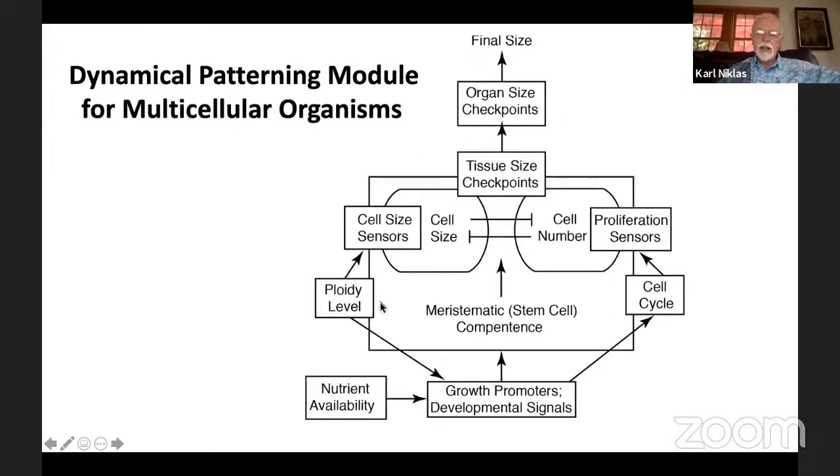I kind of tried to diagram what I think to be the basic components that have to be considered. For example, cell size and cell number. There have to be modules that control the proliferation of cell division. These in turn have to be controlled by the cell cycle. These have to be controlled by growth promoters and developmental signals that can be controlled by nutrient availability, external factors. Then when you talk about cell size, again, you can talk about things like ploidy levels, haploid, diploid, polyploid, and cell size sensors. And so you get this rather beautiful, I think, interchange between things that are controlling cell size and cell number.